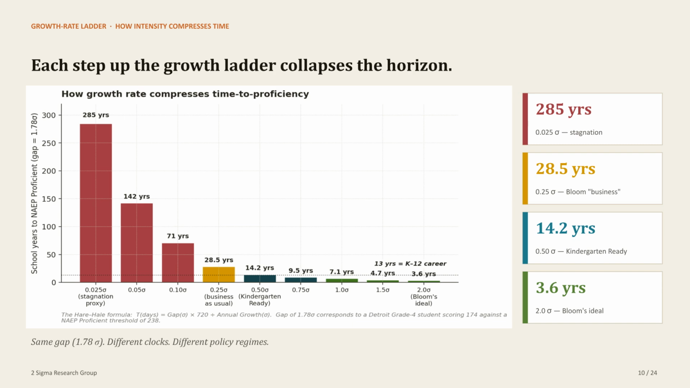The chart illustrates how increasing the annual growth rate drastically compresses the time to proficiency. At the stagnation proxy of 0.025 sigma, it takes 285 years. With Bloom's ideal growth of 2.0 sigma, it's reduced to 3.6 years. Same gap, different growth rates, different policy regime.